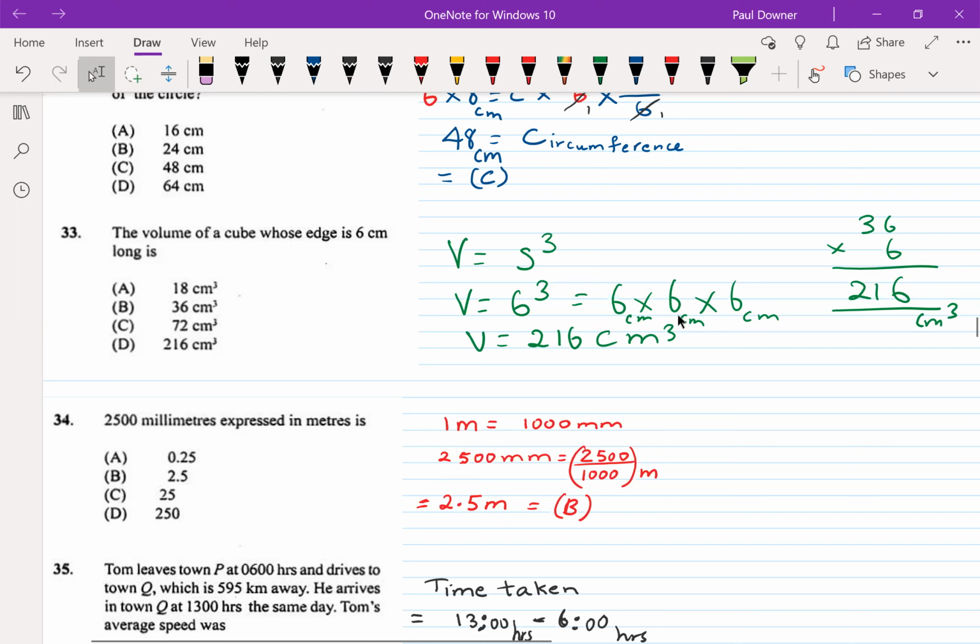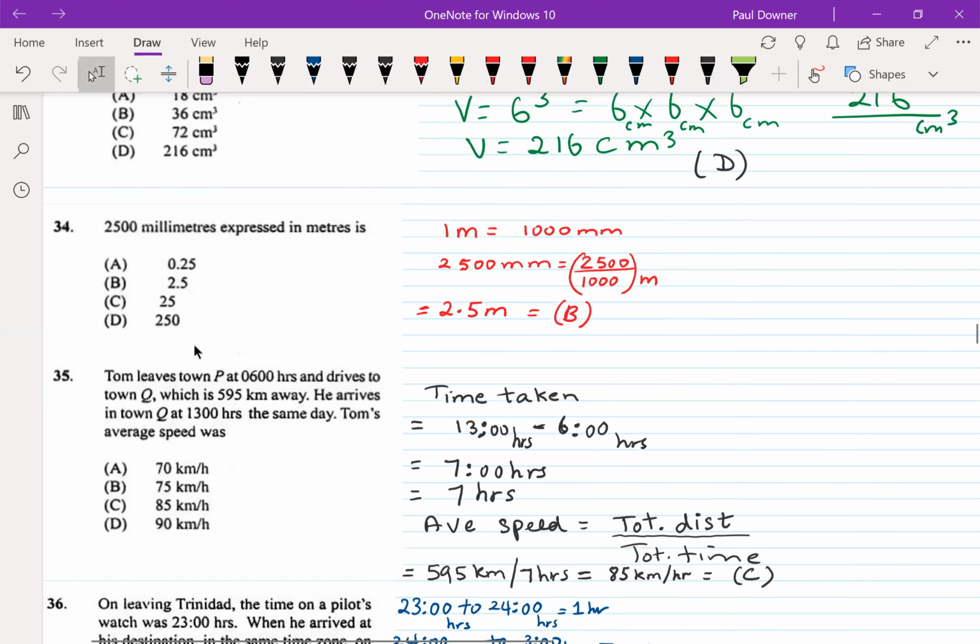6 by 6 is 36. 36 by 6 works out to be 216 cm cubed. So that would be the answer that we are looking for. And where is that across here? That is actually answer D. Okay, so for 33, the answer was D. Let's go on to 34.